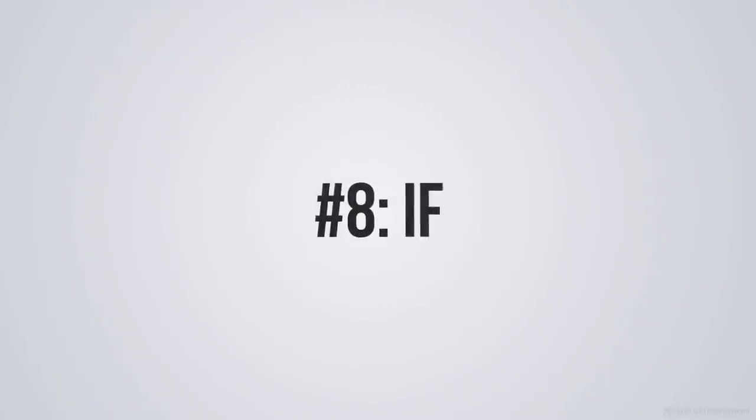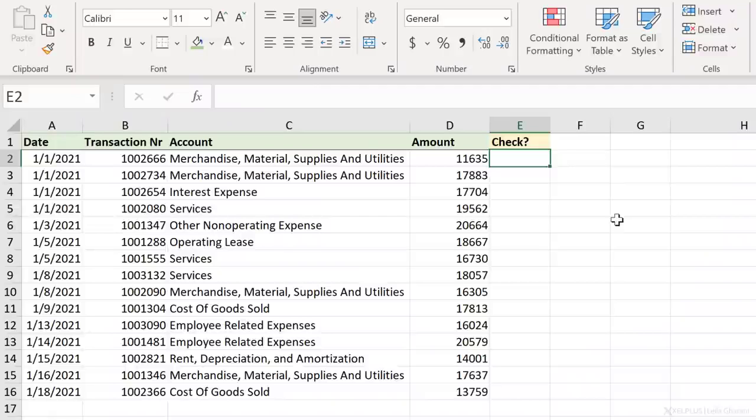Number 8, the IF function. The IF function allows you to check for a condition and then decide on what you want returned if that condition is true and what you want returned if that condition is false. So basically, you're not just saying equals this cell, but you're checking for something and then deciding what you're returning.